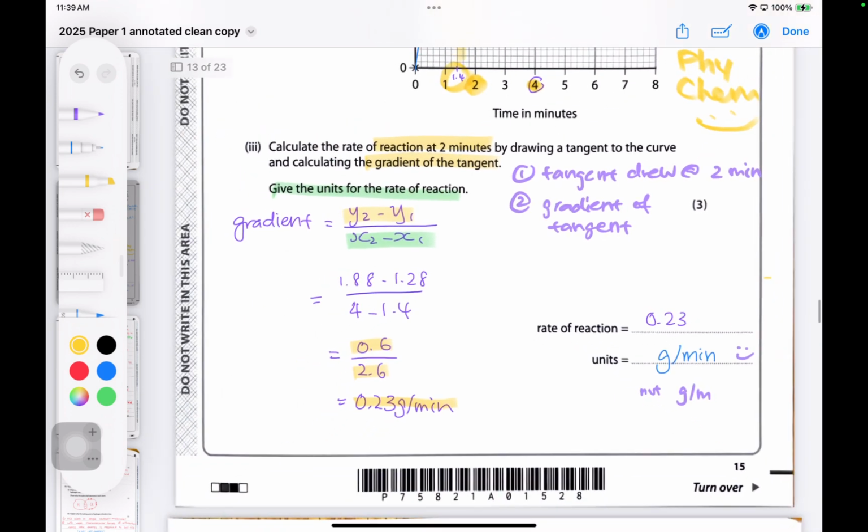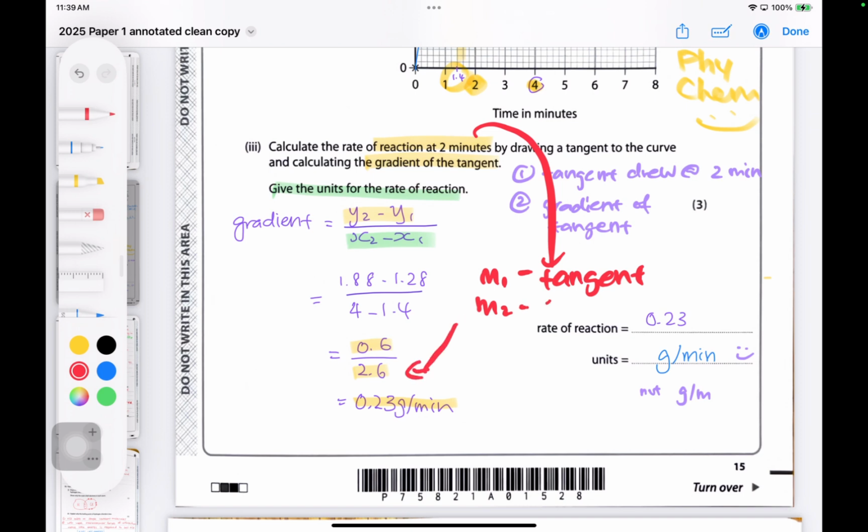And one thing they want you to take note of here is drawing the tangent. So how do you get the marks here? Let me write it down for you, okay? So 1 mark is to actually draw the tangent, because they want you to draw the tangent at 2 minutes. So drawing of tangent alone is worth 1 mark. And then the second mark is to find and calculate the gradient. So basically doing the calculation. And then the third mark goes into the units. So take note of all these things. Give the units for rate of reaction, but very nicely, they've actually reminded you at the answer area that you need to work out what is the unit.